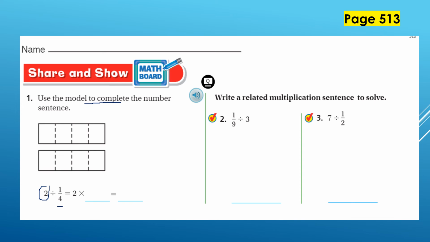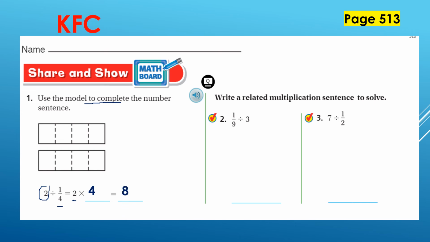Now remember the rule, students. KFC. Keep, flip, change. So keep the 2. Look at the book. The book wrote 2 because I'm keeping 2. Now flip the 1 over 4. Flip it. What will the answer be? 1 over 4 will be 4 over 1, which is 4. Now multiply. Normal multiplication. 2 times 4 is equal to 8.